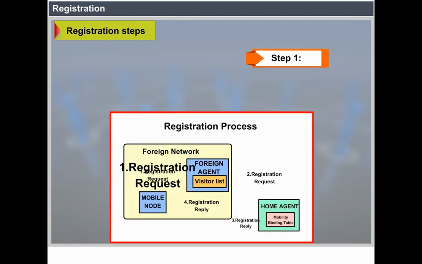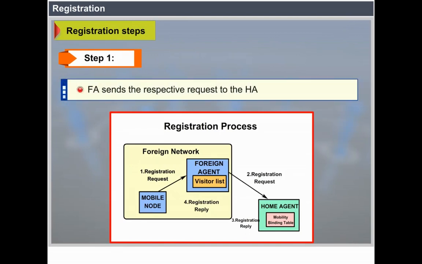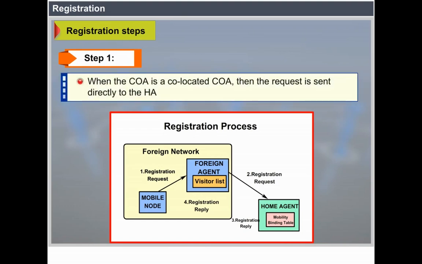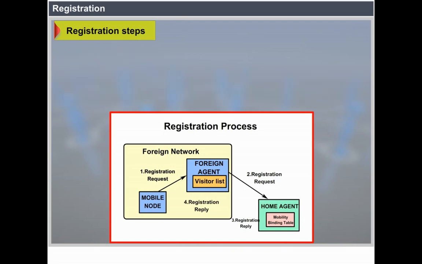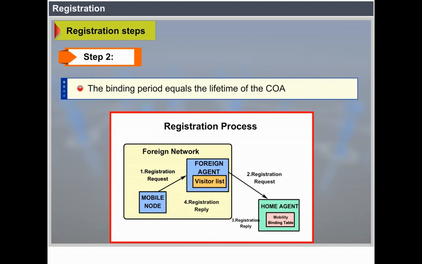Registration steps. Step 1. The MN sends a registration request to FA. FA sends that request to the HA. When the COA is a co-located COA, then the request is sent directly to the HA. Step 2. The HA binds itself for mobility, binds itself for encapsulating and tunneling the packets to the MN through a new FA. The binding period equals the lifetime of the COA.